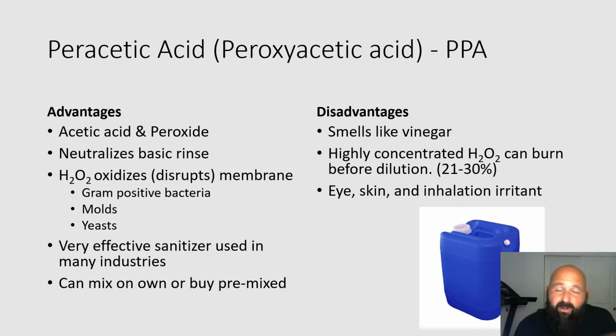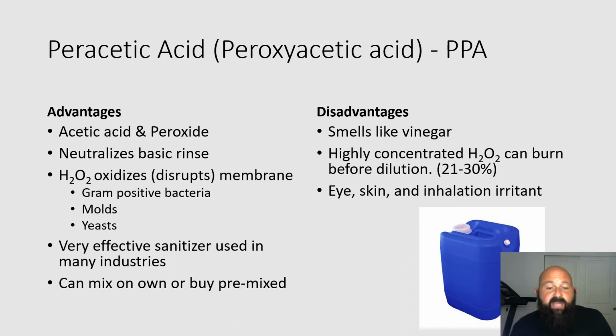Nothing except for people really eats acetic acid. No microbes really like it. It's not high on the list of things that microbes want to consume. So we like acetic acid. And then the per part is the hydrogen peroxide. And you'll notice that peroxide has really come into play quite a bit in the wine industry. So essentially we have acetic acid and peroxide. It neutralizes that basic rinse. And again, that hydrogen peroxide oxidizes the cell membrane and it destroys gram-positive bacteria, molds, and yeast, which I guess yeast are technically kind of a fungi anyway. But anyway, it really is good at breaking those things down.